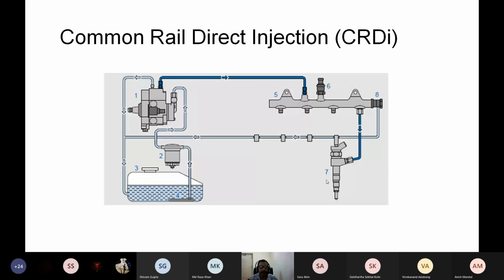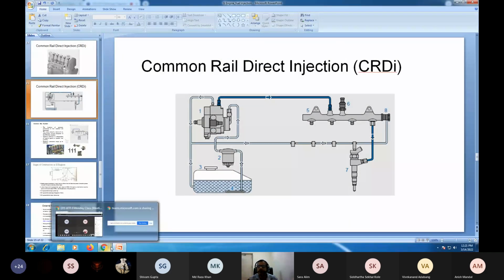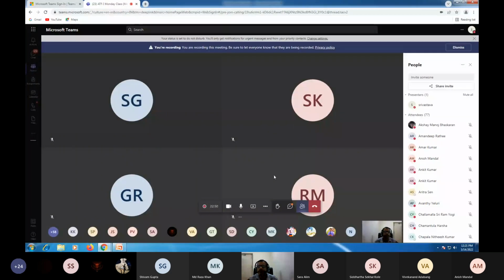Any question here? How the CRDI system works, or how we are controlling the fuel injection parameters of pressure or timing. Do you have any question?